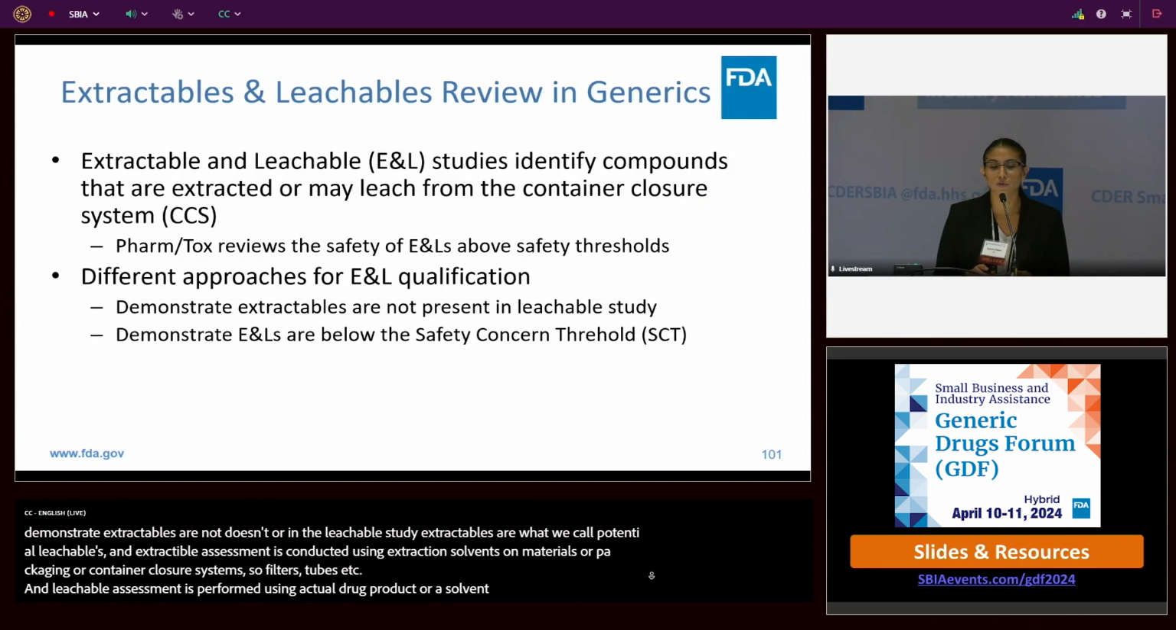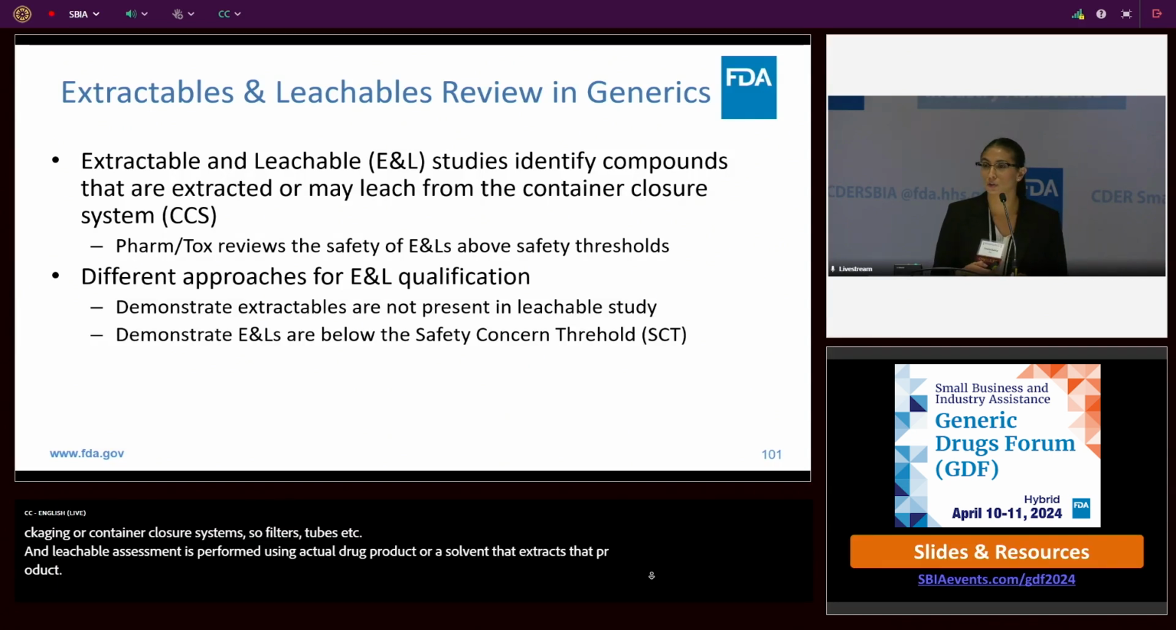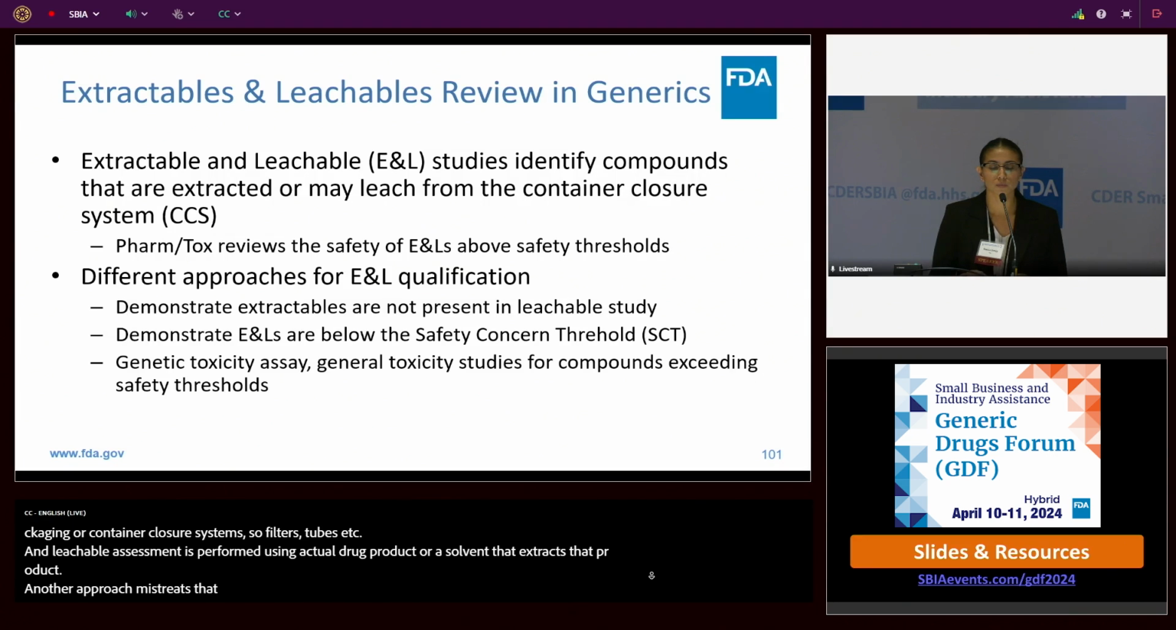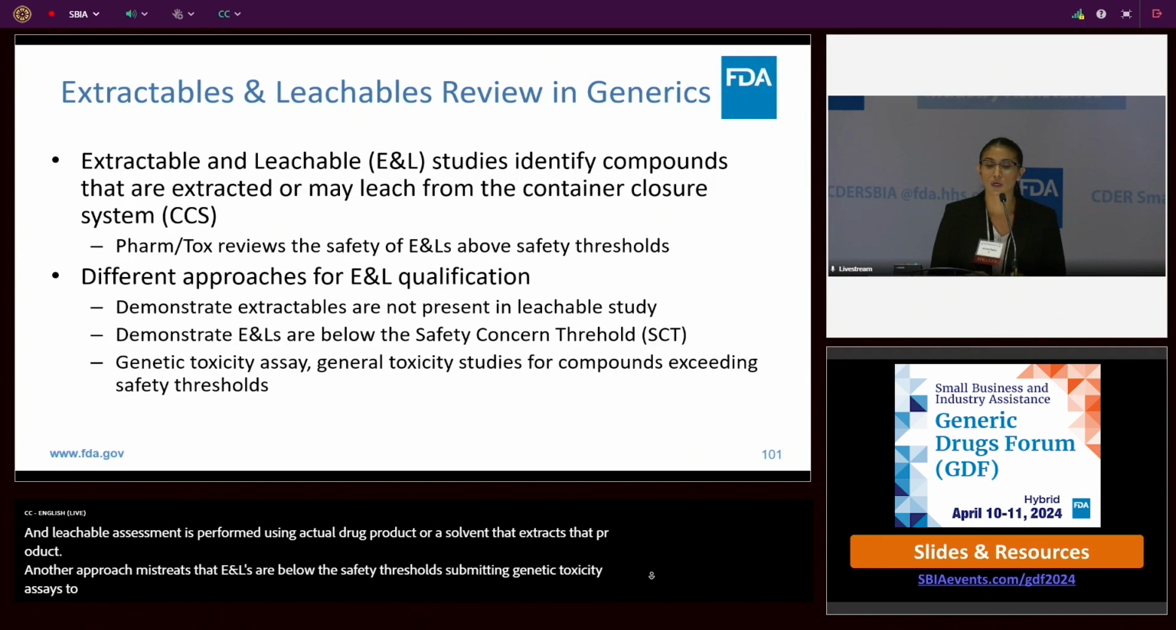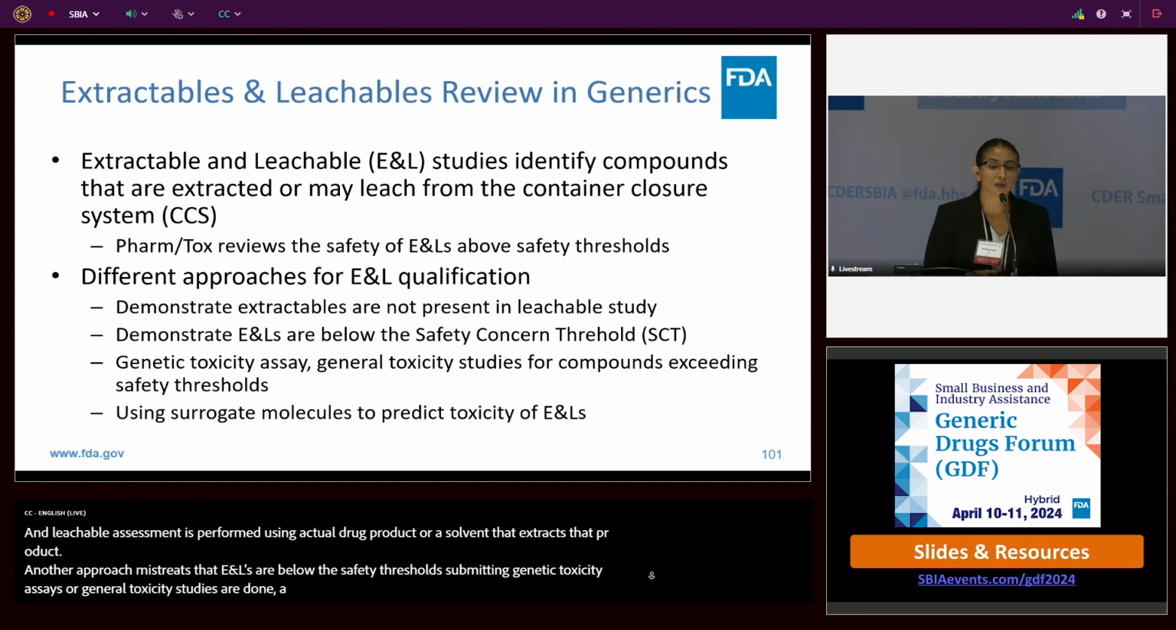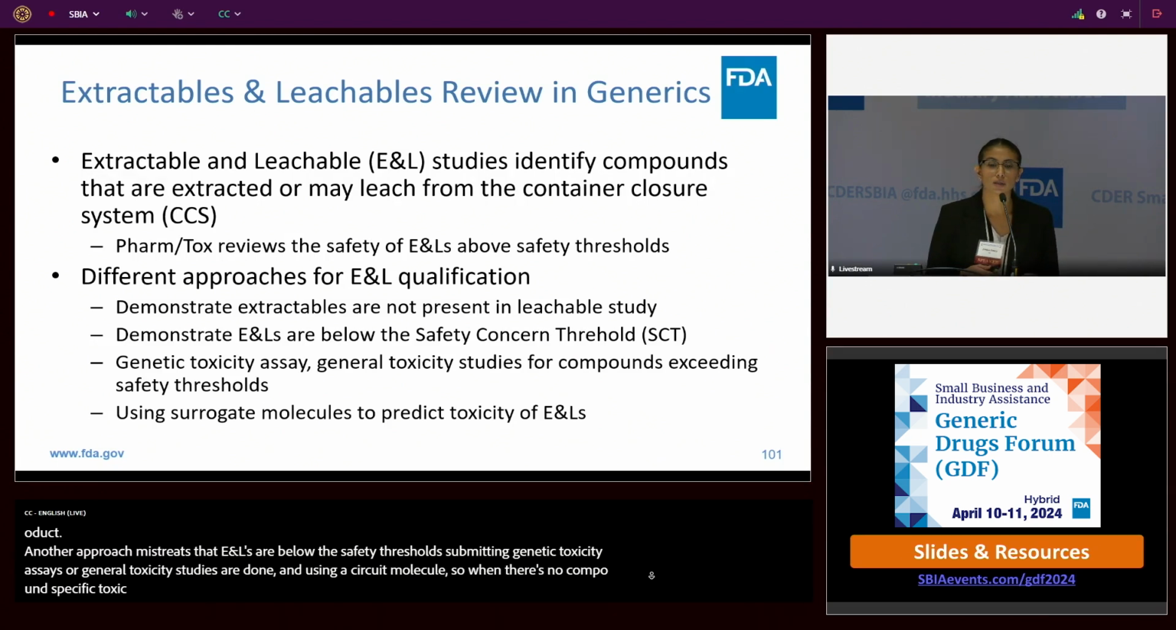Another approach is to demonstrate that E&Ls are below the safety concern threshold that I mentioned. Submitting genetic toxicity assays to predict mutagenicity or general toxicity studies for compounds exceeding these safety thresholds. Or using a surrogate molecule. So when there's no compound-specific tox information available, an applicant may use a surrogate approach as well as quantitative structure-activity relationship predictions.